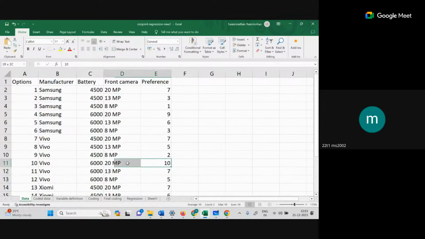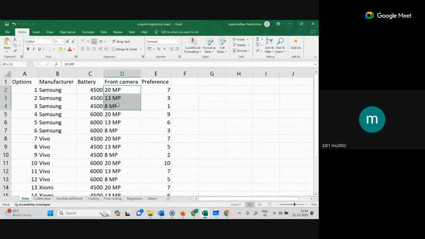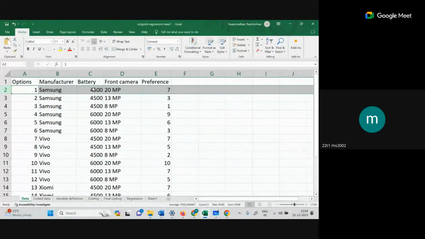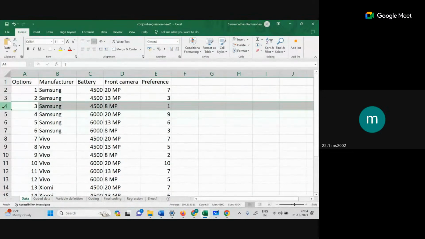You look at the highest rating: high camera and high battery. There are 3 manufacturers, Samsung, Vivo, and Xiaomi. There are 2 batteries, 4,500 milliampere hour and 6,000. There are 3 camera options, 20, 13, and 8. Each row corresponds to one single phone, right? Product. Yes. This is a particular variant of Samsung. This is a different variant. Each row is unique here.